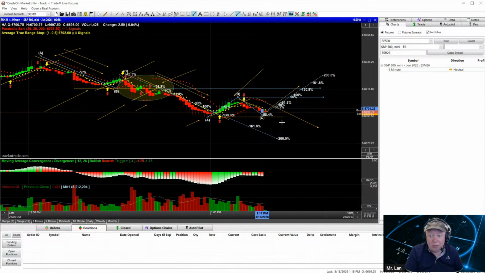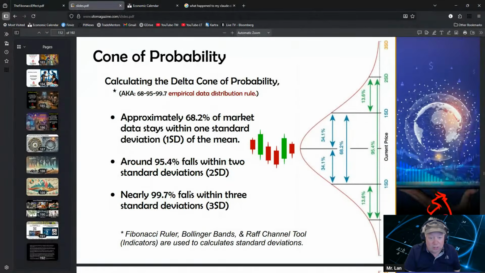If it goes down and breaks that, we're probably not going to get a little ABC and go into a 4th standard deviation, which would be a 4th drive. Drive 1, drive 2, drive 3. It's rare to go into a 4th drive. Doesn't mean it can't. Certainly can. Just really rare. It's 99.7% of the time it falls within 3 standard deviations. That's what that cone of probability tells us, or the empirical data distribution rule.